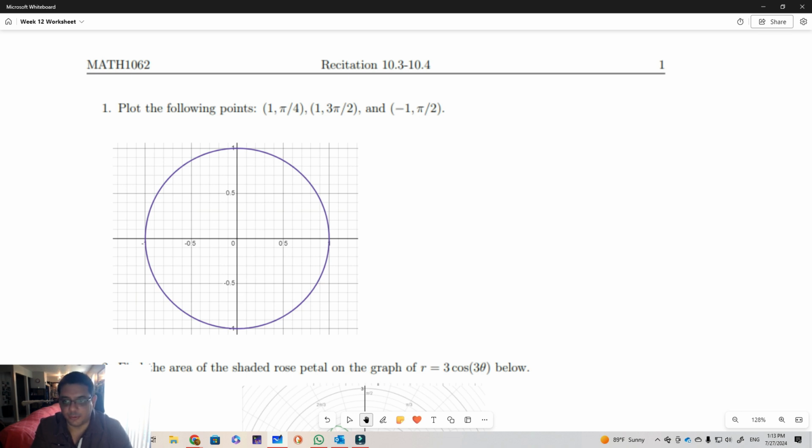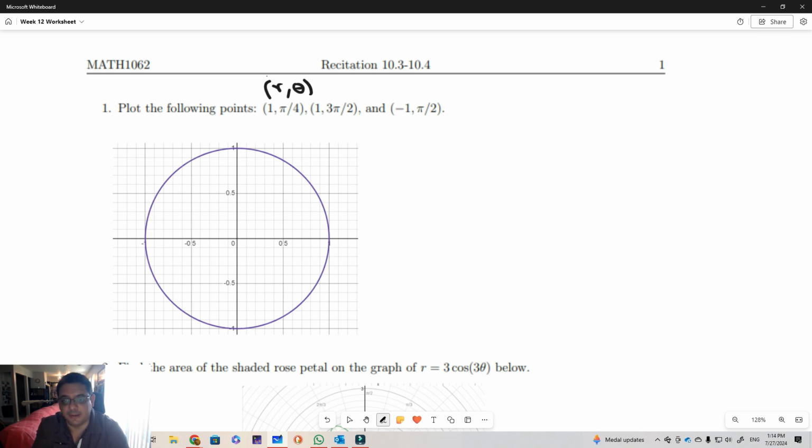So for question number 1, we're going to plot 3 points in polar coordinates on the Cartesian plane. Because we're using polar coordinates, we have to remember that we are working with coordinates of the type (r, theta). The first entry is the radius of the circle that we're going to be working in, and theta is the angle that we're managing.